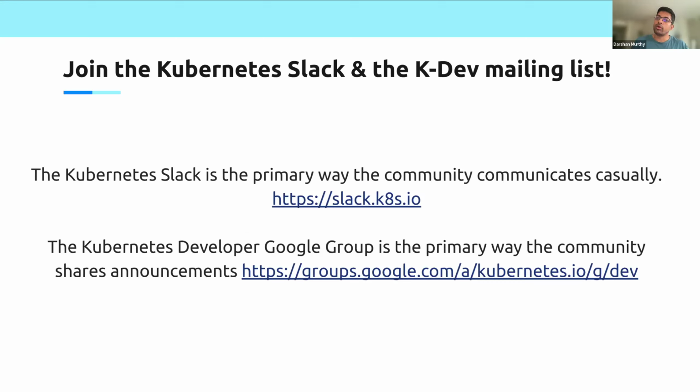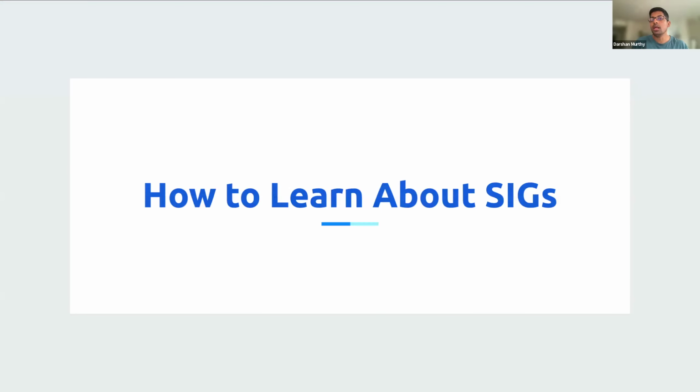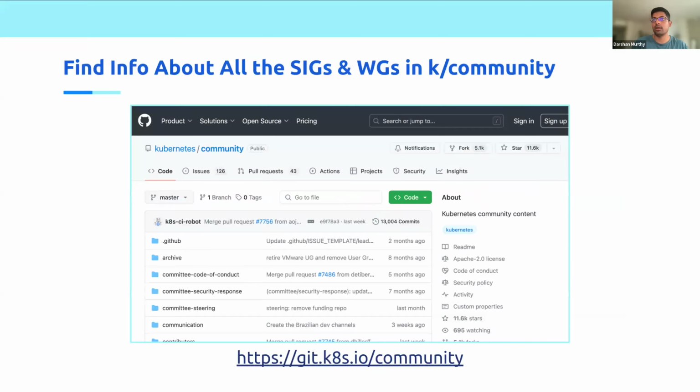Stay up to date on what's going on in the community. You will want to join the Slack and the Kubernetes developer Google groups. These two tools are the primary ways the community does asynchronous work and receives announcements. Let's learn how you can learn about the SIGs so you can find groups that are doing work relevant to your interest, and find out information about all the SIGs.